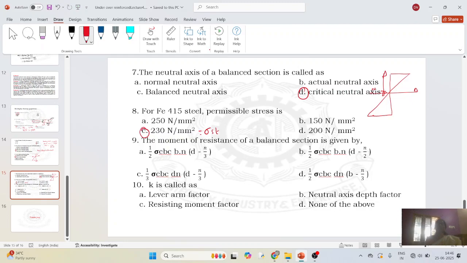The next question is, the moment of resistance of a balanced section is given by. We can calculate the moment of resistance for both concrete and steel because both materials fail simultaneously. So we can calculate the moment of resistance due to concrete and due to steel. Here the 4 options are based only on the grade of concrete. So the answer is half into sigma CBC stress multiplied by the area and lever arm. So the compressive force C is multiplied by the lever arm. This is not a wrong answer. This one is not multiplied by the depth. So breadth of the section, depth of neutral axis, and D minus N divided by 3.